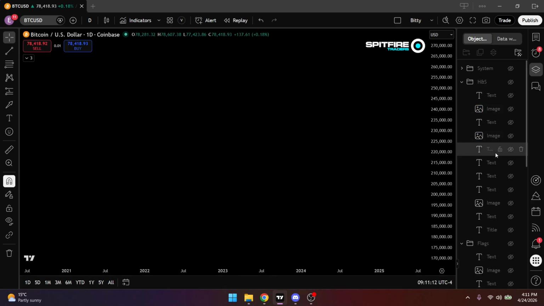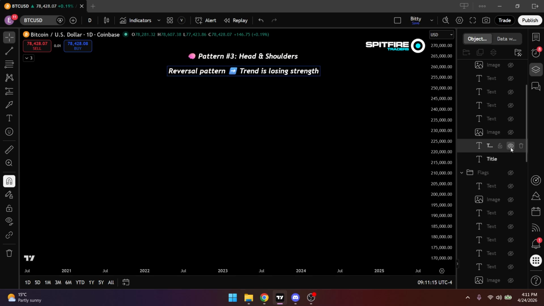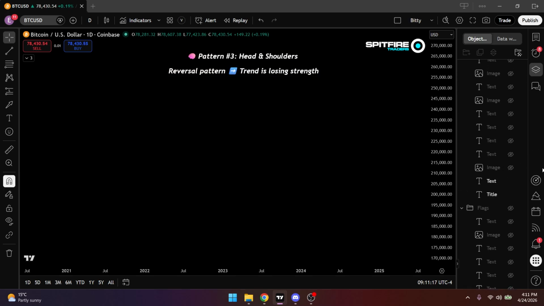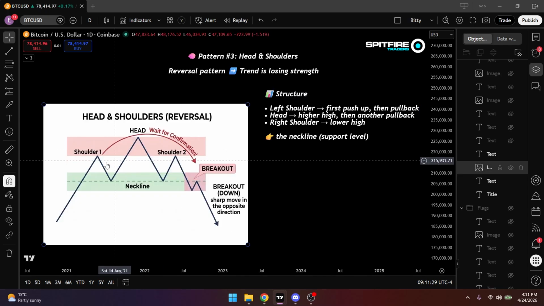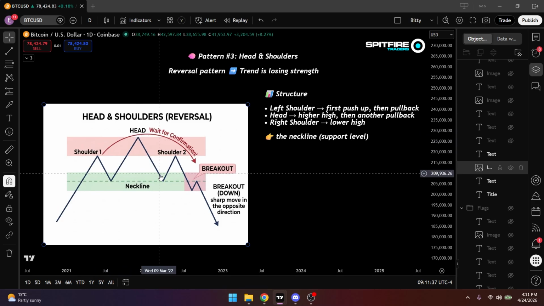Pattern number 3, head and shoulders. This is also a reversal pattern, and it signals that the trend is losing strength and may be preparing to change direction. As a structure, it looks like this. It has a left shoulder, first push up, then a pullback. Then it has a head, the higher high, then another pullback, and the right shoulder, a lower high. And the most important, the neckline, which is the support level.